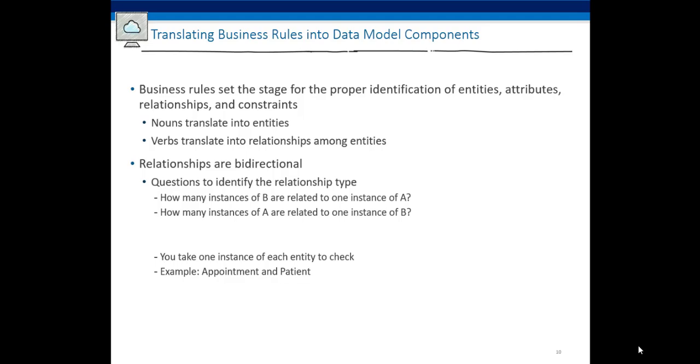So you take one instance in, for example, appointment and say, well, how many related patients? Well, appointment can only have one patient. Then you go over to patient, you take one patient, how many appointments? Well, over time, that patient can have many appointments. So that would be a one-to-many relationship.